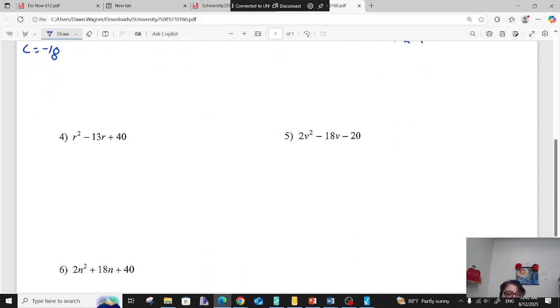Okay, so over here, big X again, right? And I have A, B, C. 40 goes up here, -13 goes down here. This is positive, this is negative. For that to happen, these would both have to be negative, because negative times negative is positive. When I add two negatives together, it stays negative. What two numbers can you add together to get -13, but when you multiply them together, you get 40?